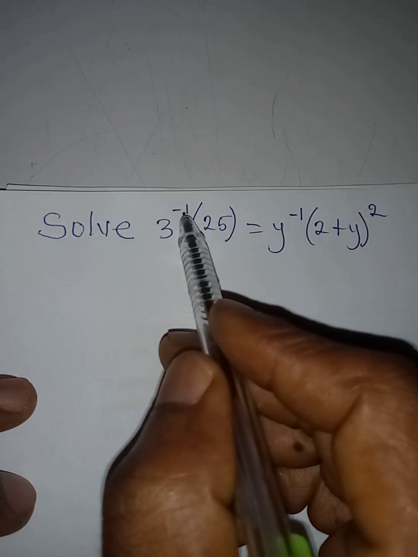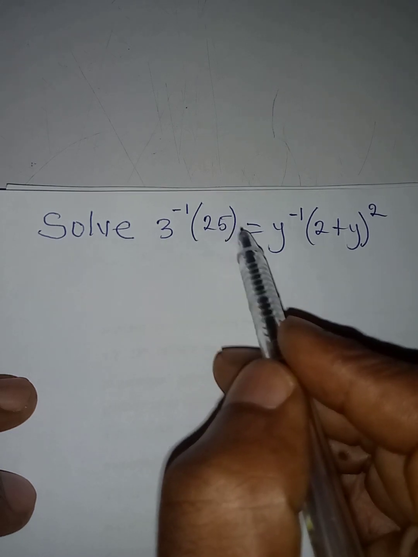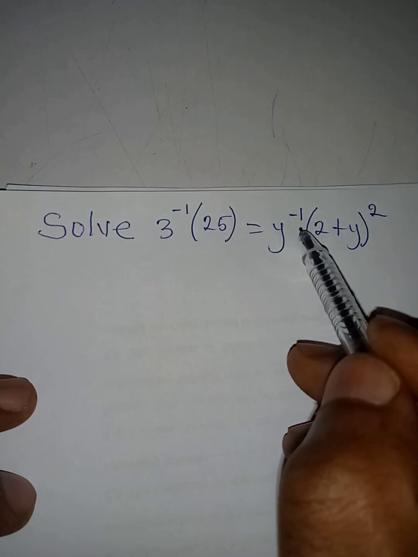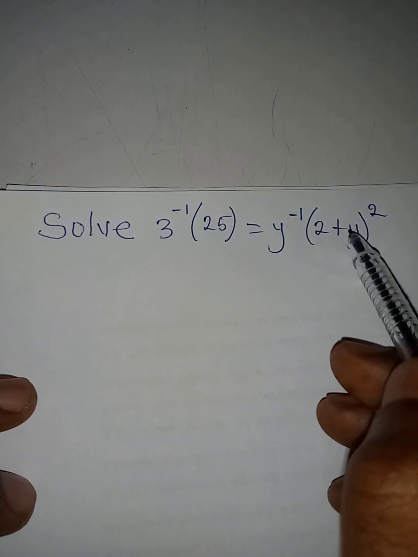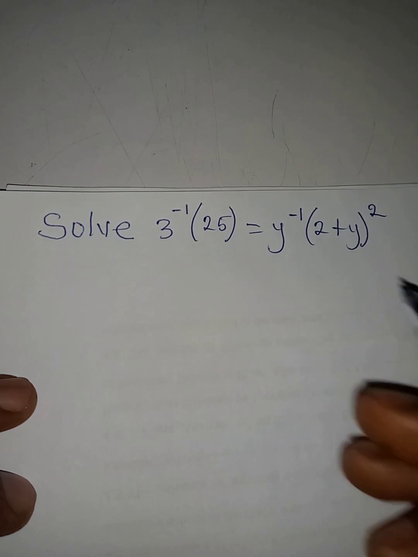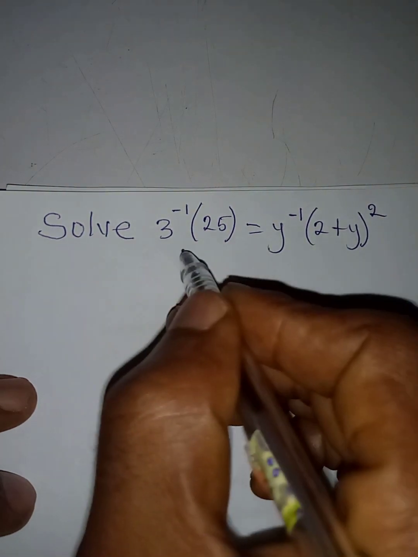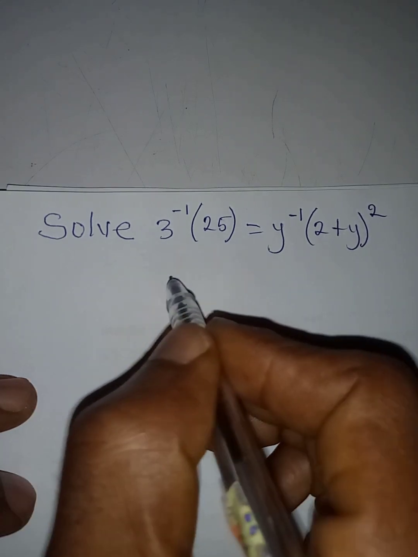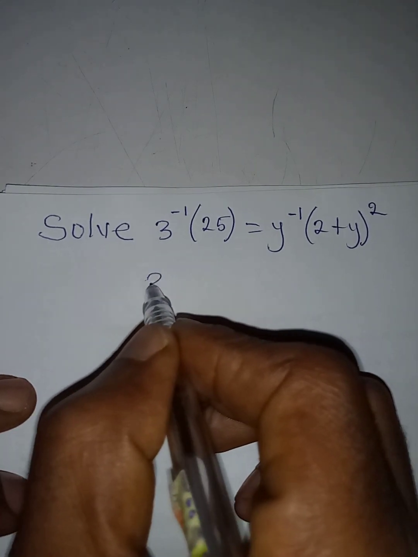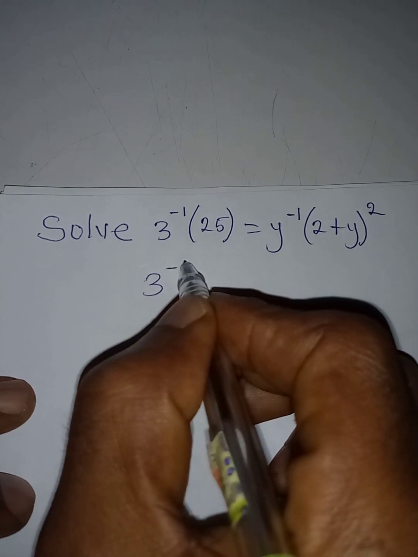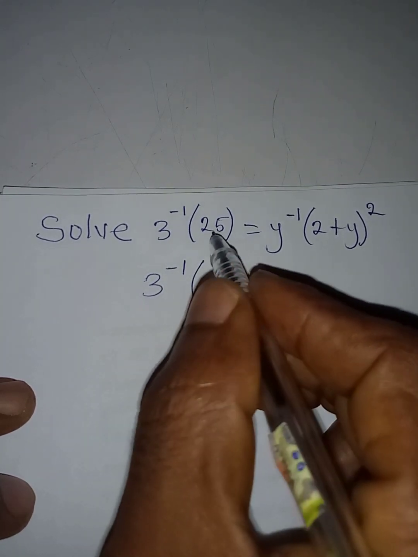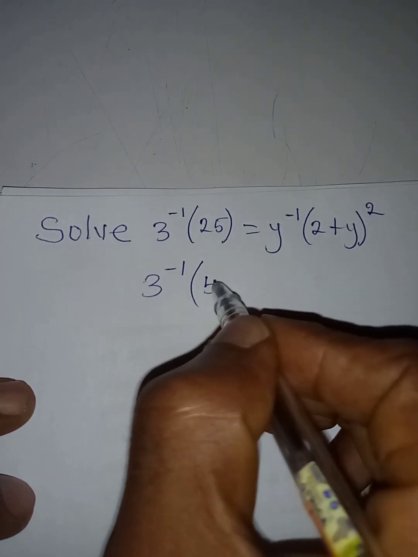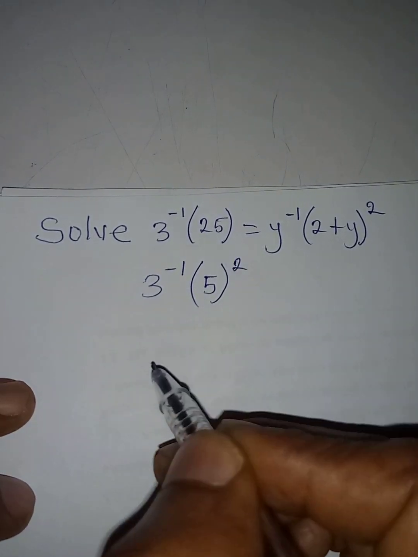We have 3 to the power negative 1 into bracket 25 equal to y to the power negative 1 into bracket 2 plus y all squared. Now, I want us to relate the two of them. Let's work with the left-hand side first. Here, 25 can be written as 5 squared, right?